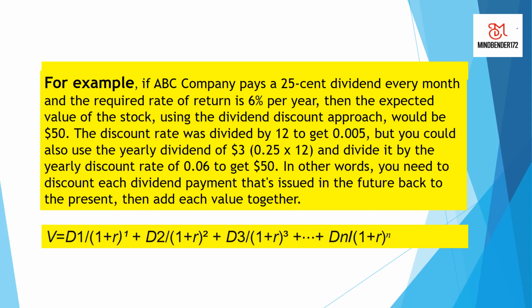Now the formula stands here: D1 divided by 1 plus R for the first year, D2 divided by 1 plus R raised to the power 2, similarly D3 divided by 1 plus R raised to the power 3, plus, and so on, up to the final dividend Dn divided by 1 plus R raised to the power n. So we solve this problem in the next slide.